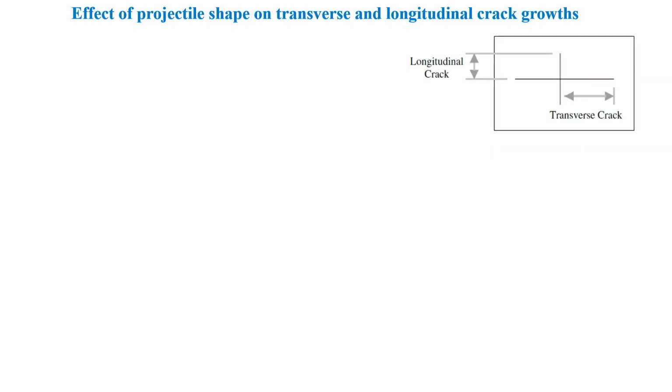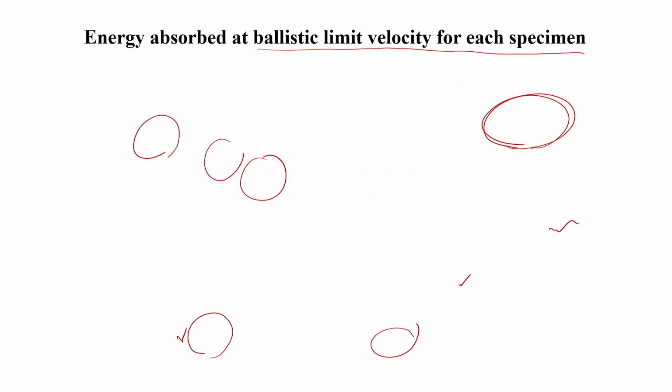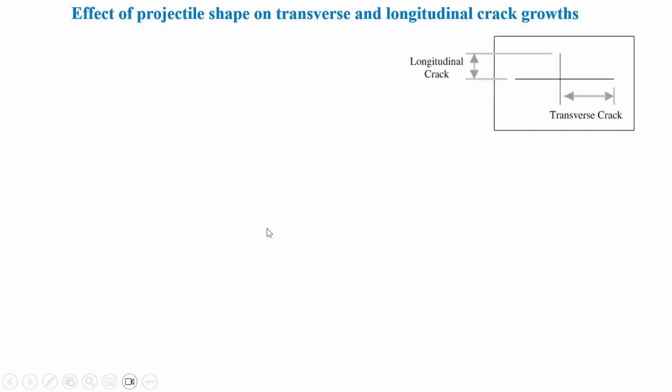Now, in the earlier picture we have seen that there are cracks, a transverse crack and a longitudinal crack. You can say there are different types of cracks. So, this crack growth, the transverse and longitudinal cracks, depends on the shape of the projectile.